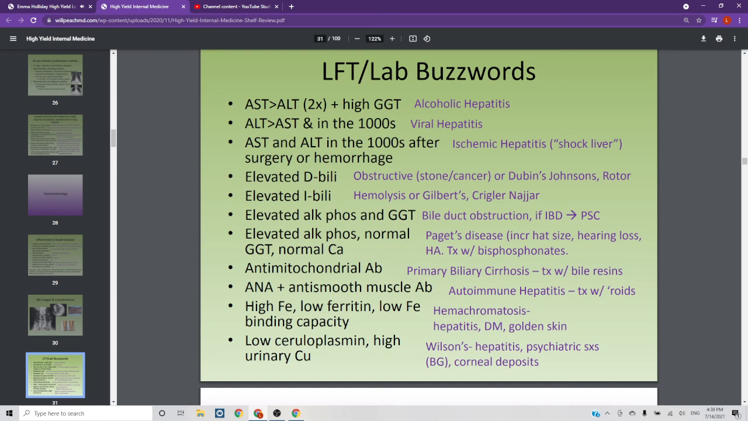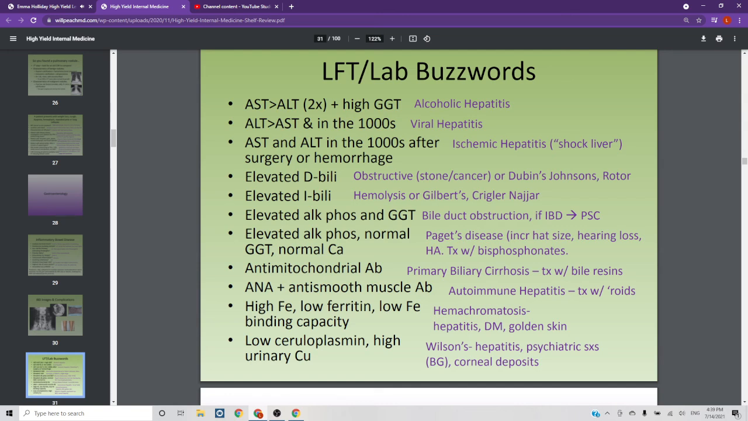So what about elevated indirect bilirubin? Gilbert, very good. And Crigler-Najjar, right? Those are the two randoms. What's more common? Hemolysis. So hemolysis is more common. The two randoms are Gilbert's and Crigler-Najjar syndrome.